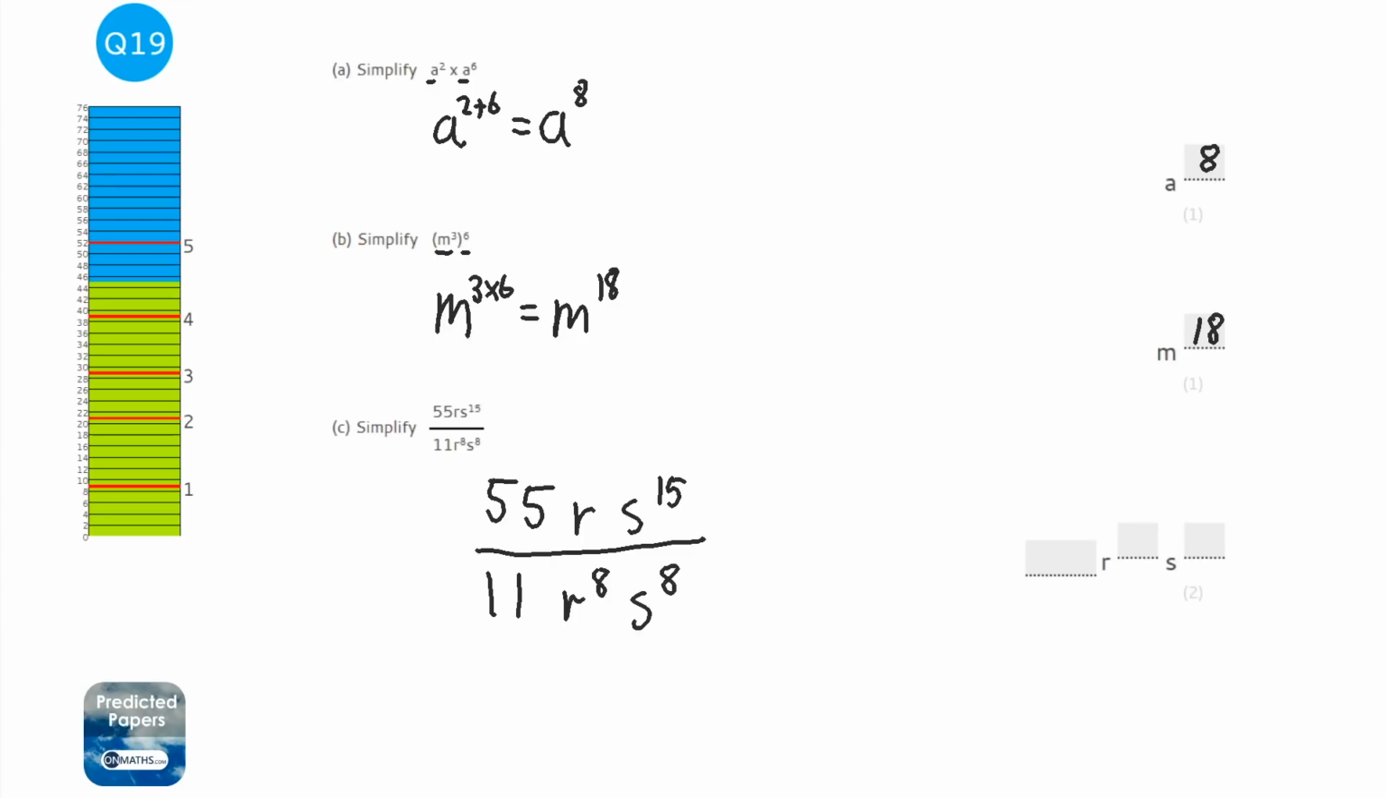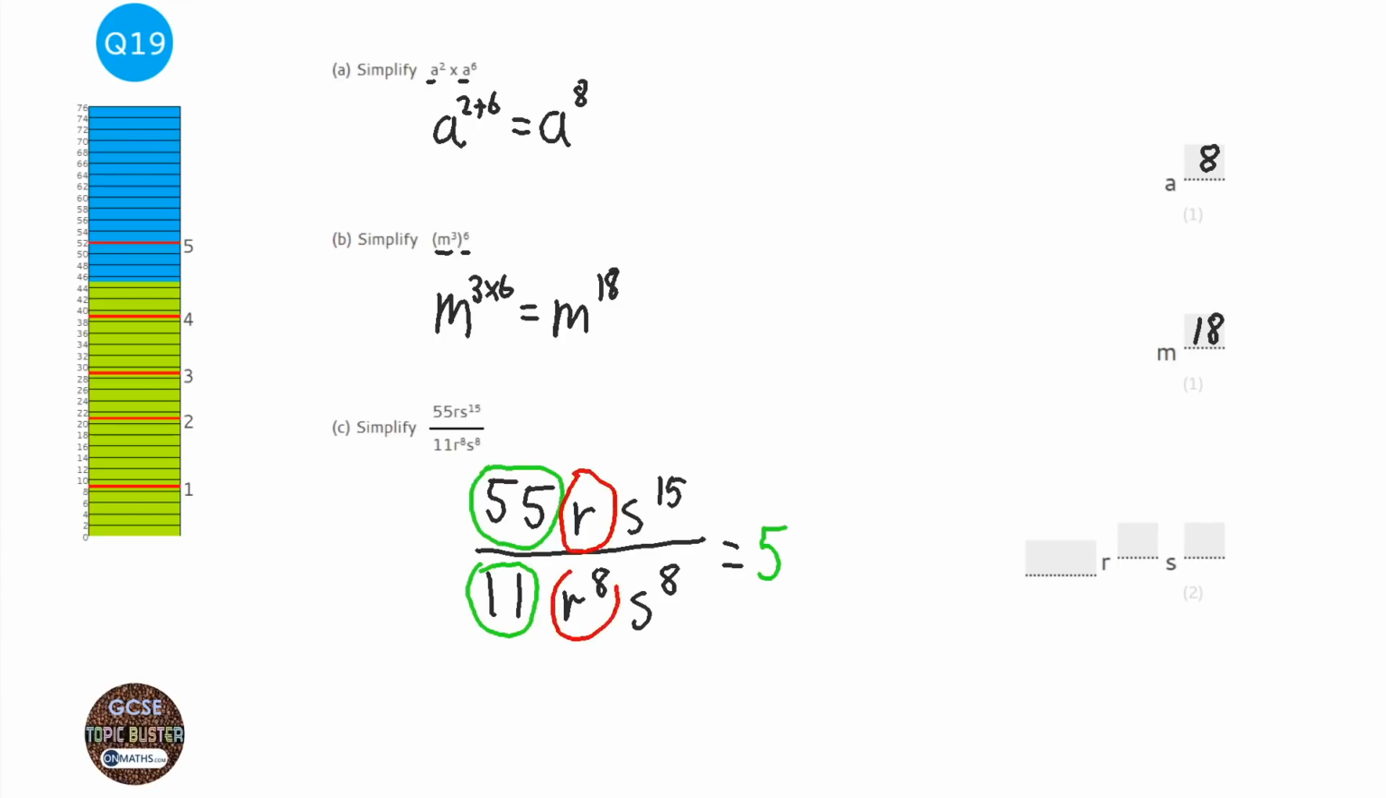Okay. First thing I focus on is the number. Now 55 over 11. So I know that 55 divided by 11 is going to be 5. 55 divided by 11, that's all we've got to do. And the reason we can do that is there's only one term at the top and one term at the bottom. A term is defined by whether there's a plus or a minus, and there's no pluses or minuses here.